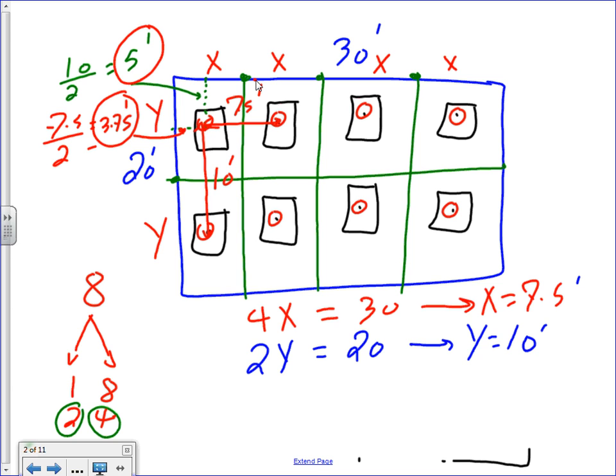Same token, these are y, y, y. Cool? So here 2y is equal to 20. Divide, so y is 10. So from here to here is 10. What do you think from here to the center of that? Half of 10 gives you 5. You can see how we got that 5 and the 3.75.